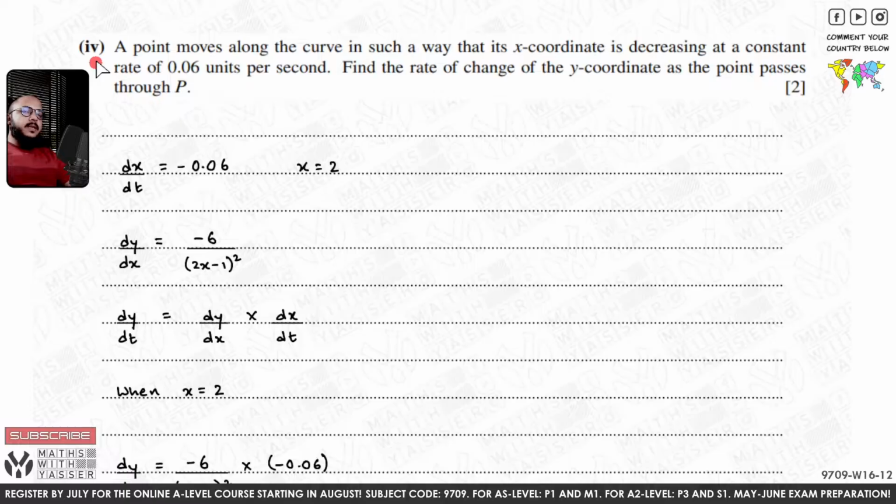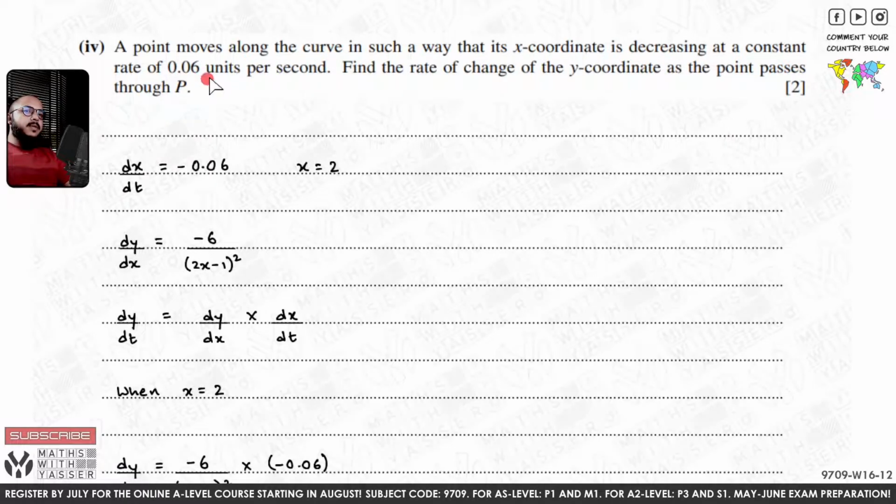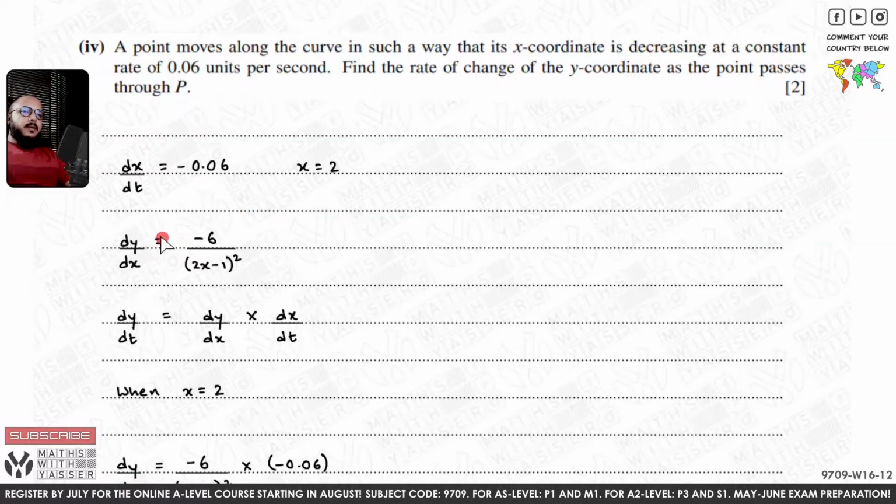In the next part of the question, it says a point moves along the curve in such a way that its x coordinate is decreasing at a constant rate of 0.06 units per second. That means dx by dt is negative 0.06 because it is decreasing. We need to find the rate of change of y, which means we need to find dy by dt as the point passes through P. And we know the coordinate of P, which is (2, 3).